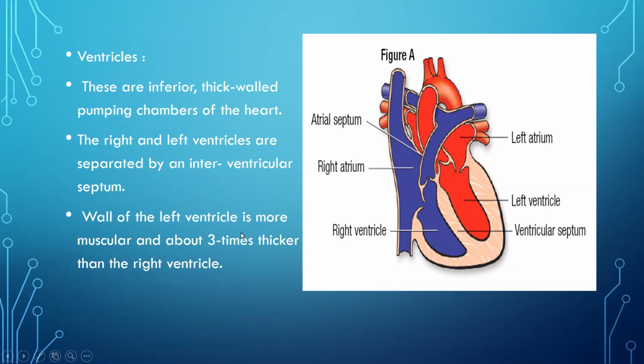The wall of the left ventricle is more muscular and it is about 3 times thicker than the right ventricle. Okay, it is supported by many muscles. The walls are made up of more muscles. So it is more muscular and it is 3 times thicker than the right ventricle.